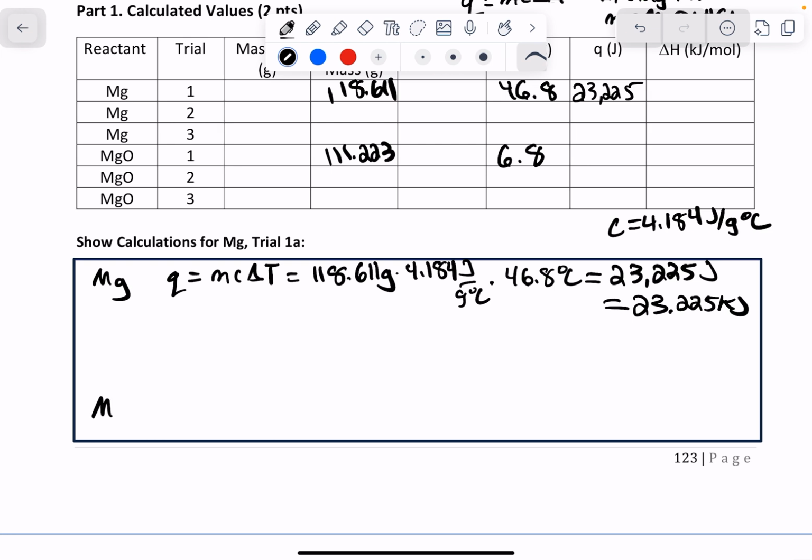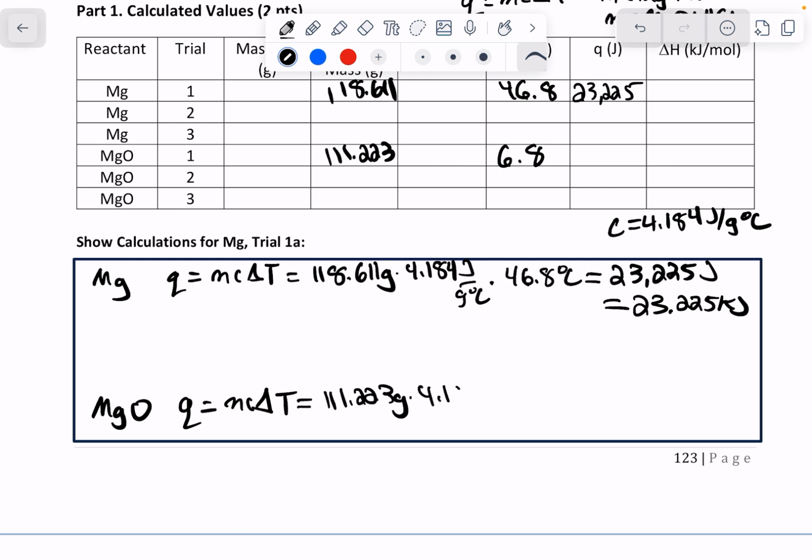It's going to be the same calculation. Q is equal to MC delta T, which is equal to 111.223 grams times 4.184 joules per gram degree C times 6.8 degrees C. I'm going to get a lot lower number, but that's okay. 111.223 times 4.184 times 6.8. And I got an answer of 3,164 joules.